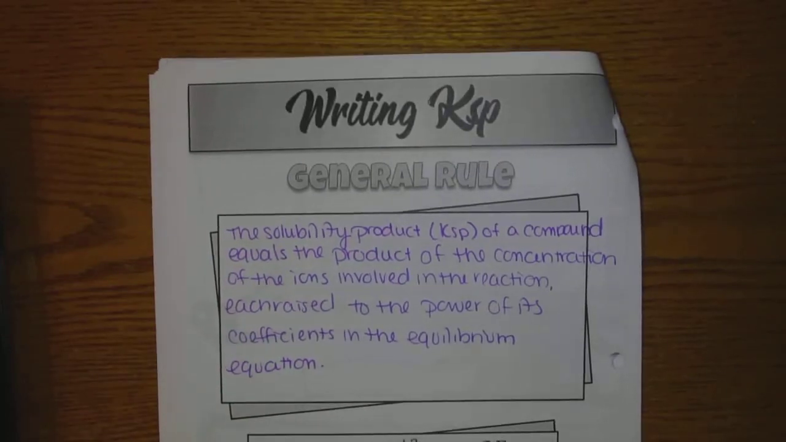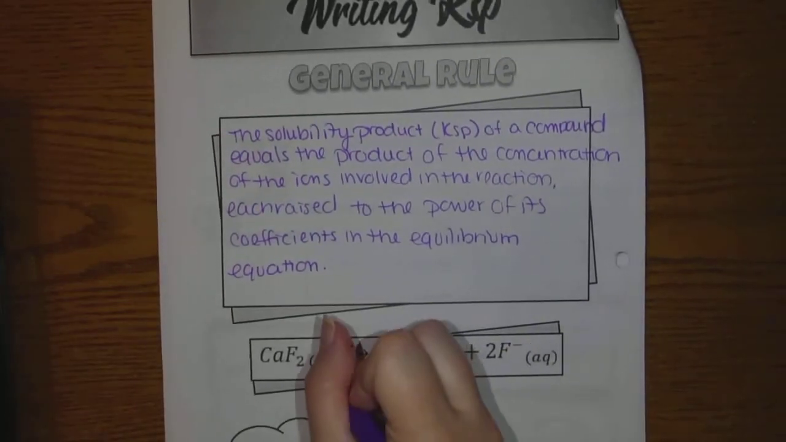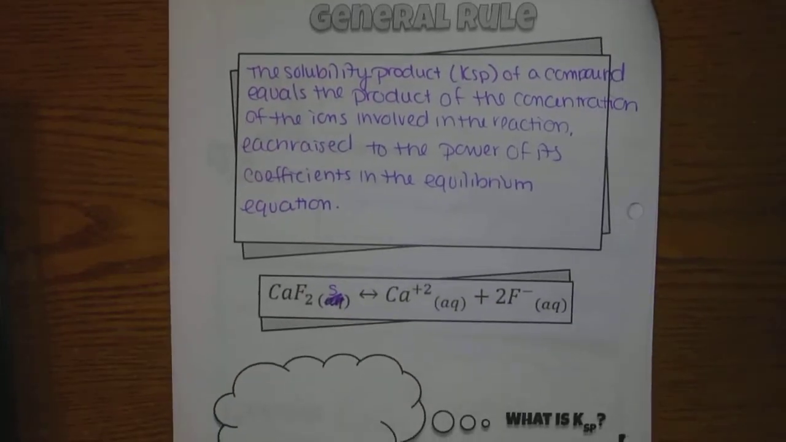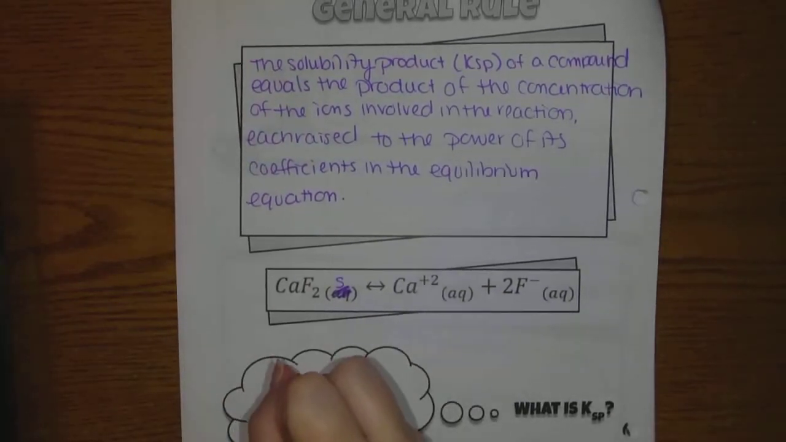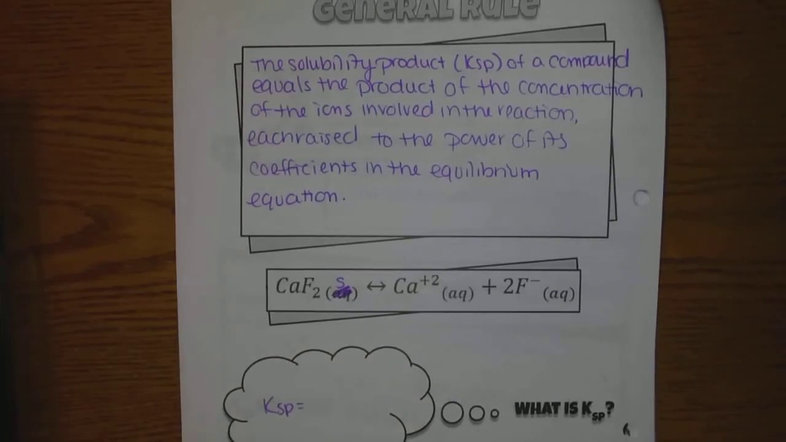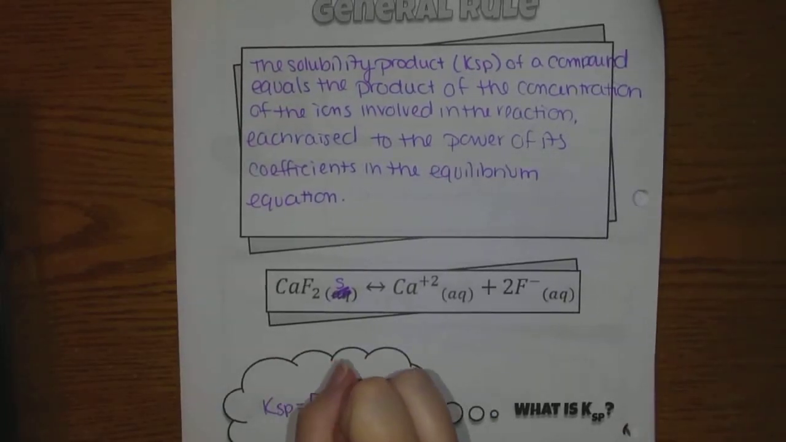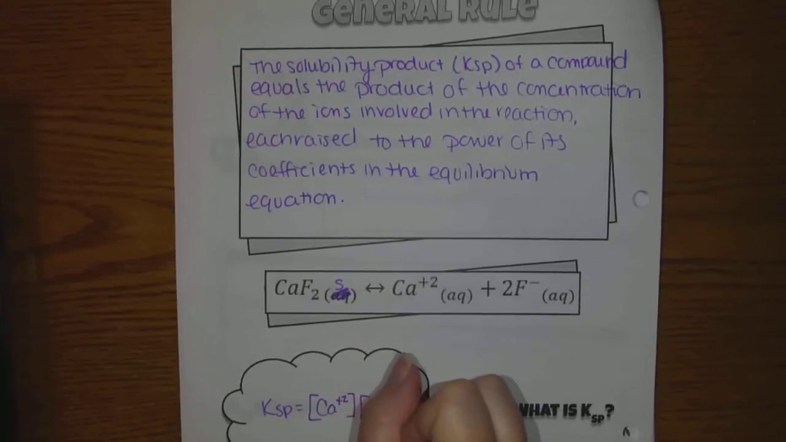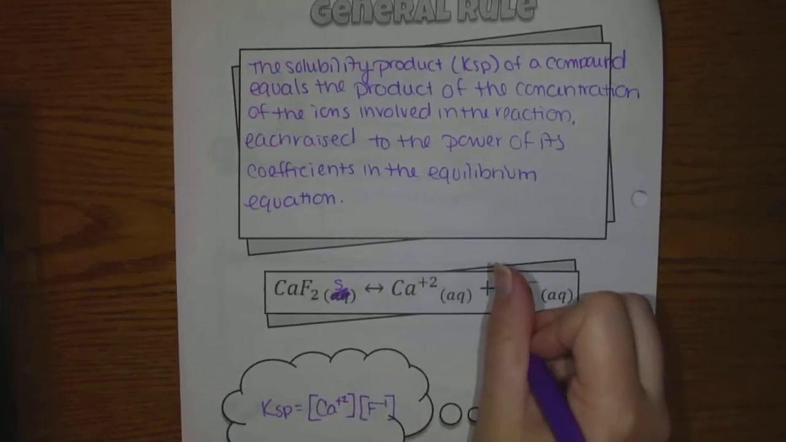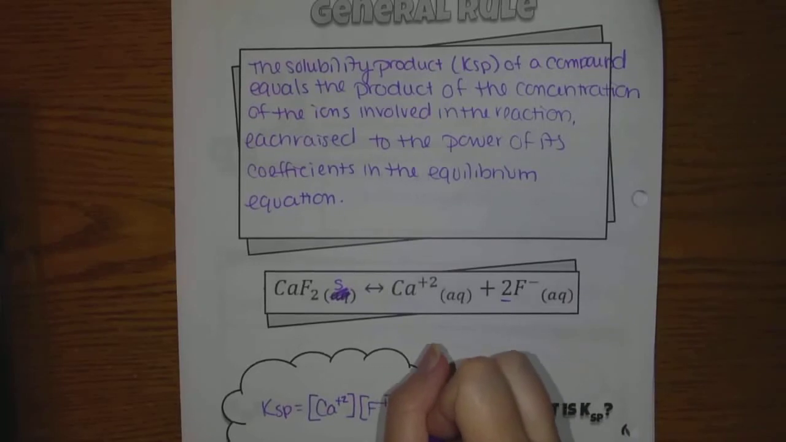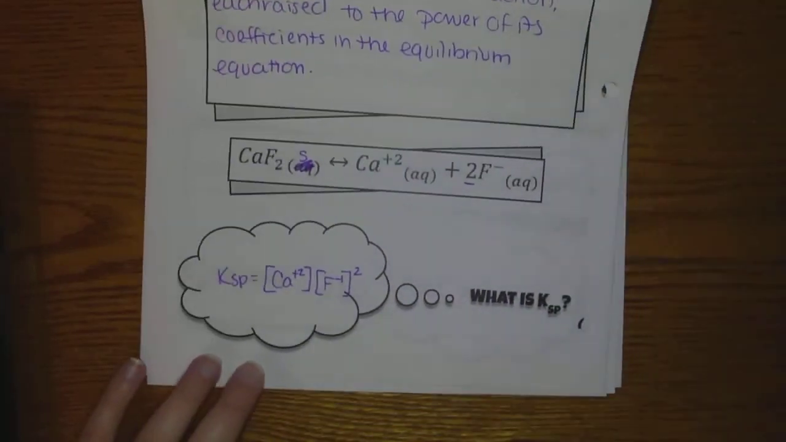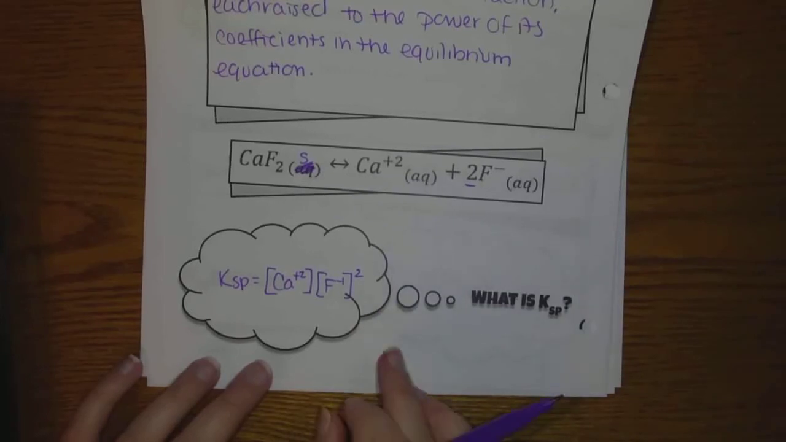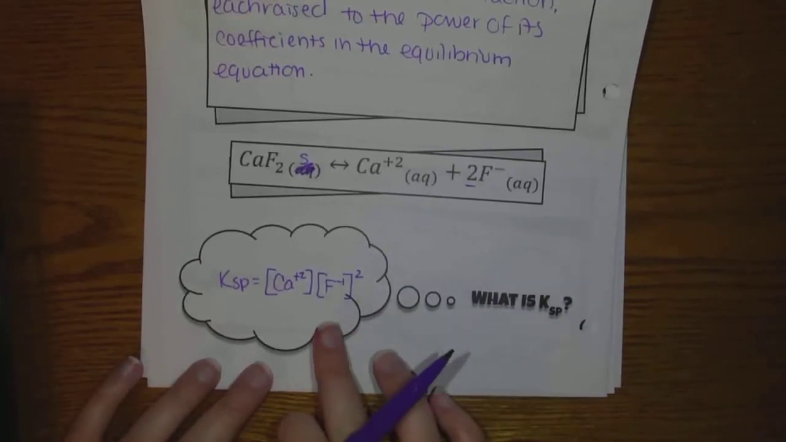So an example here, again, this should be solid, okay? So, again, Ksp is going to equal Ca2+ and then we're going to have F- raised to the 1... because we have a 2 here, we have to raise that to that 2, and therefore we have F- squared. So it's very important that we write those in.